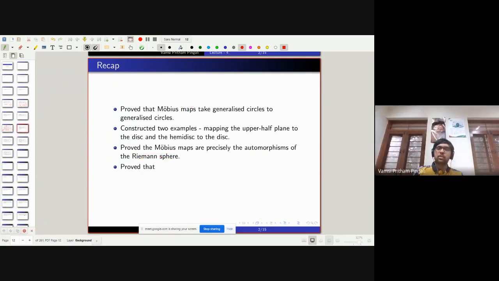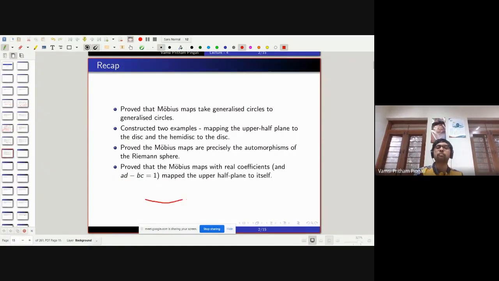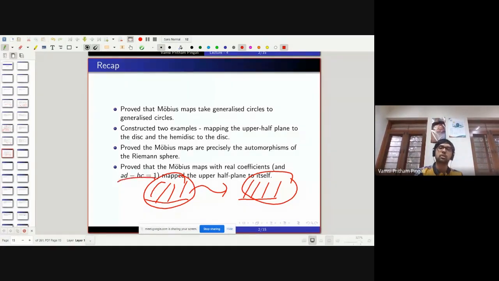Then we also proved that Mobius maps with real coefficients, that means things like this, where A, B, C, and D are all real and satisfying AD minus BC equals 1, map the upper half plane to itself. So the only Mobius maps that conformally map the upper half plane to itself are those that have real coefficients and satisfy this. So that's what we proved.